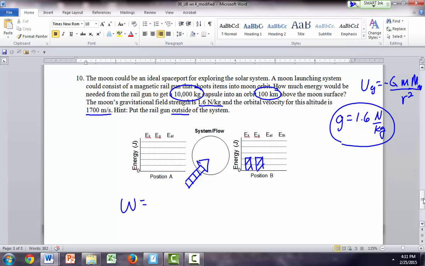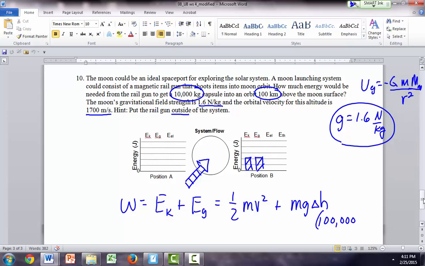So work is going to be equal to the amount of kinetic energy using the terminology up above instead of our book variables. So 1/2 mv squared plus mg delta h. The delta h is 100,000 meters, because you have to remember to keep that in terms of the meters. We have a 10,000 kilogram, this is 10,000 kilograms. This is 1.6, and again, assuming it's constant.